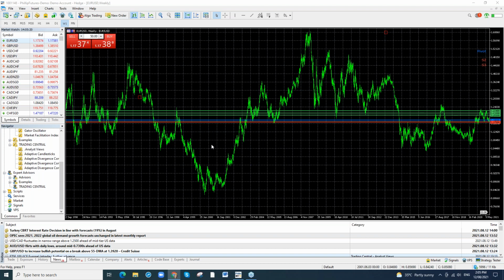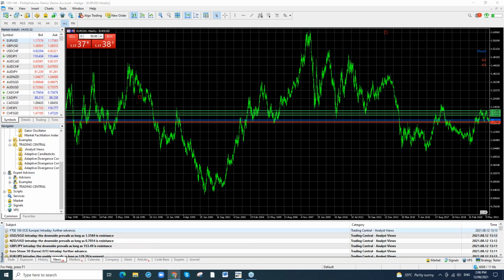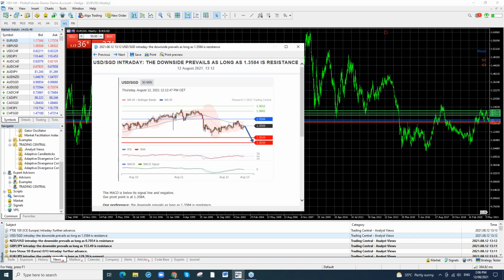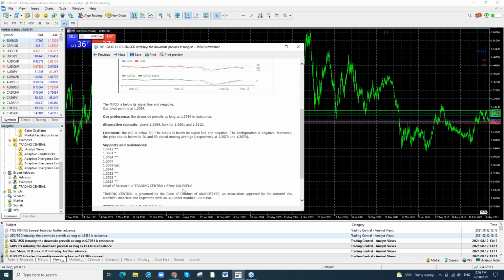If you want to have a clearer view of the whole scenario, you can go to the toolbox and go to the news. Here in the news section you are getting the same reports, the same support, resistance, pivot and preferred alternative scenario as overlaid on the chart. You can read them, for example, as an article. You just need to double click here and you get the full report with the chart and the description below.